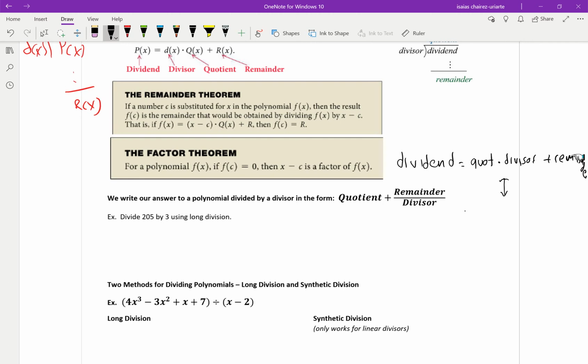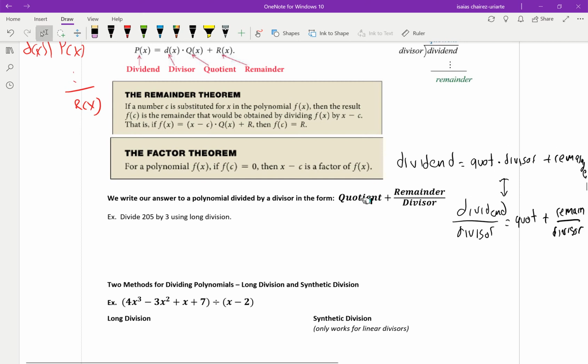So then I have dividend over divisor equals quotient plus remainder over divisor. That's what this little thing is talking about: quotient plus remainder over divisor. It's just that we end up dividing everything by the divisor. But we'll get into that whenever we get to use that. Let's get into an exercise here.